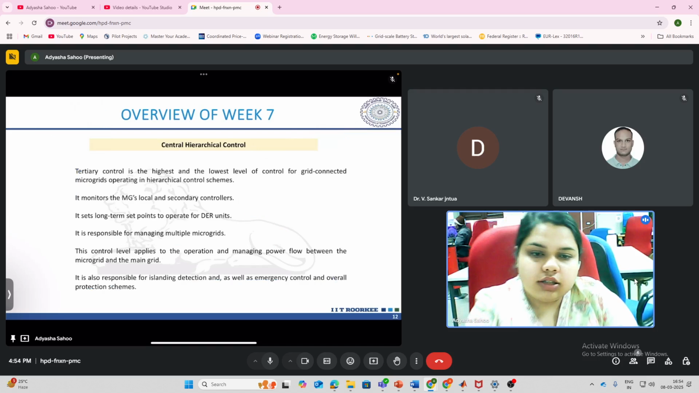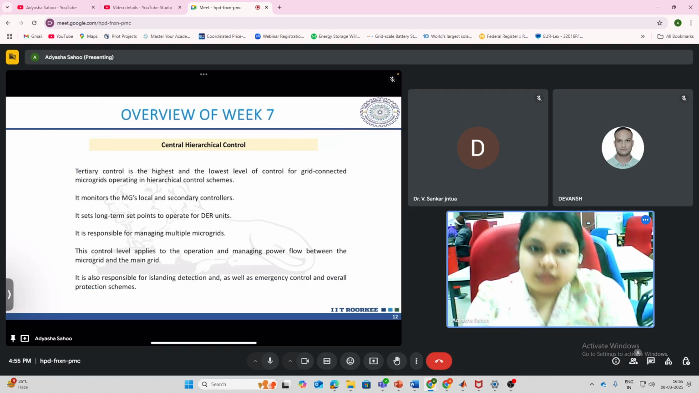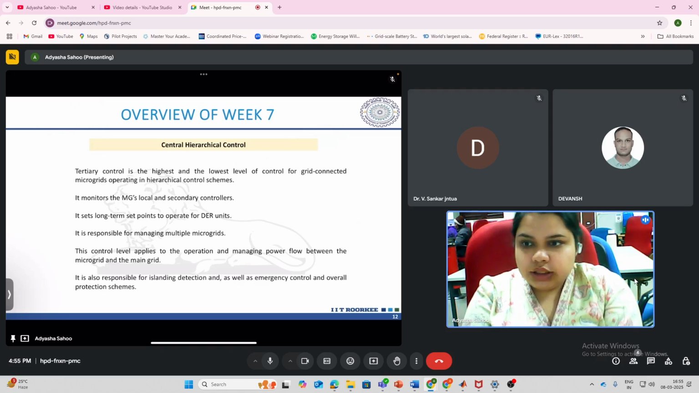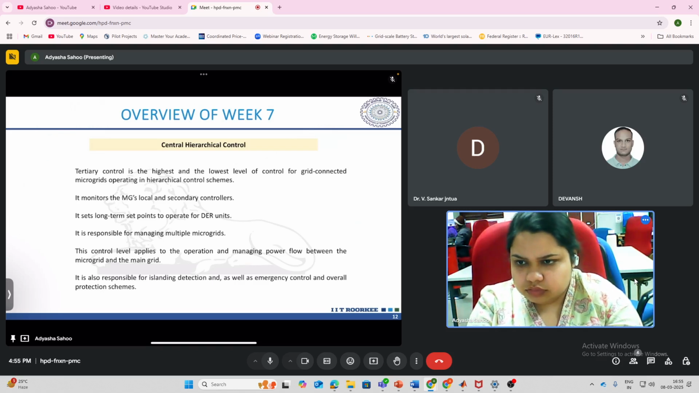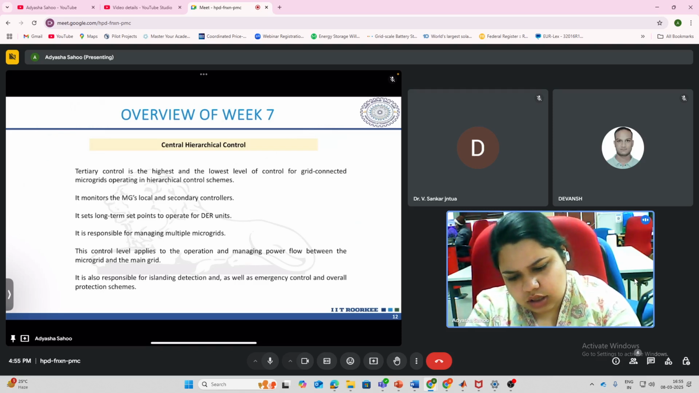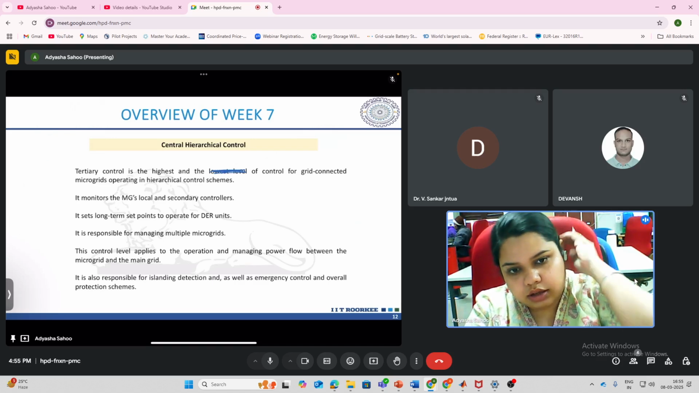Now, lastly, we have the central controller. It is the highest level of control for grid-connected microgrids operating in hierarchical control schemes. It is the highest. So it monitors the local and secondary controllers.